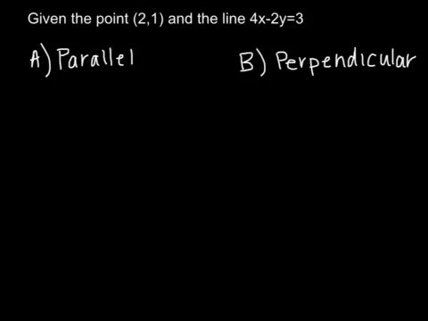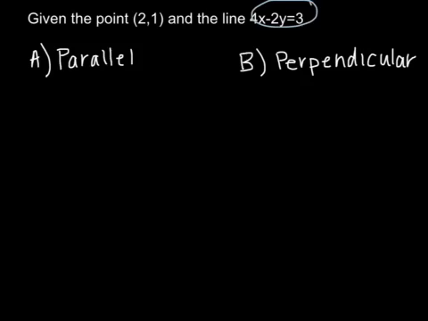Given the point (2, 1) and the line 4x minus 2y equals 3, I'm going to write one equation parallel to that line and one equation perpendicular to that line. So the first thing we have to do is take a look at this piece right here, and we have to do some manipulations. I need to find the slope of that line.